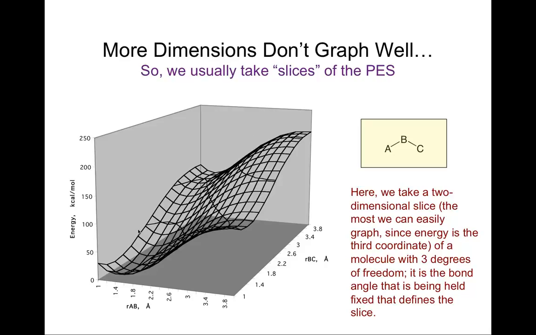Right, so this sort of representation should make sense to you. It's got a sort of rational look to it. The more bonds I'm breaking, the higher I'm going in energy because these atoms like to be bonded to one another.